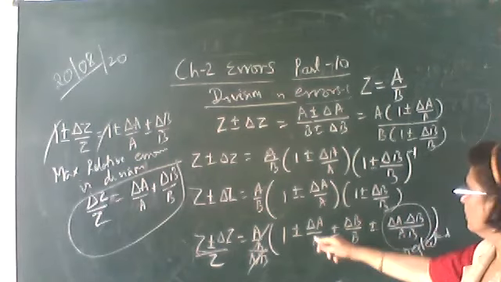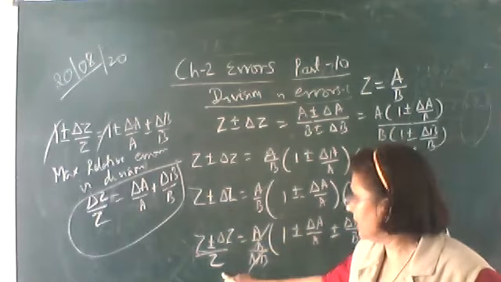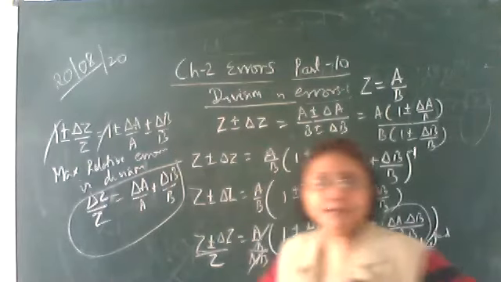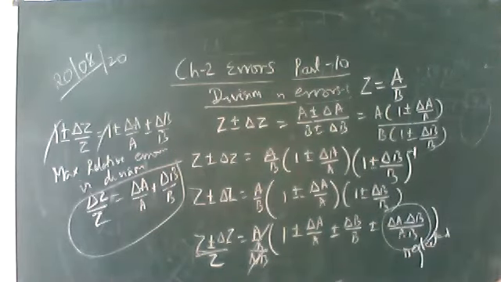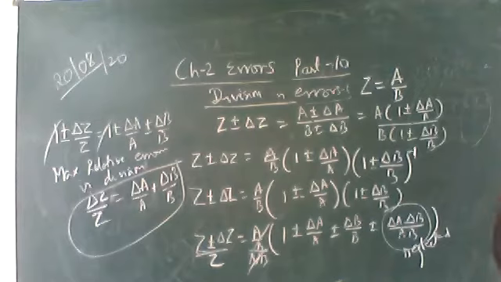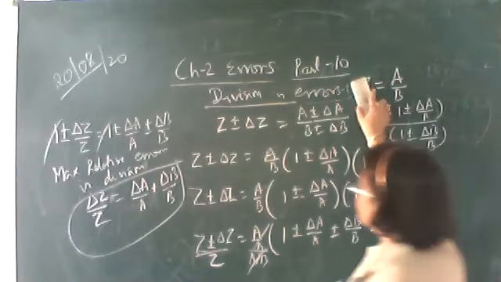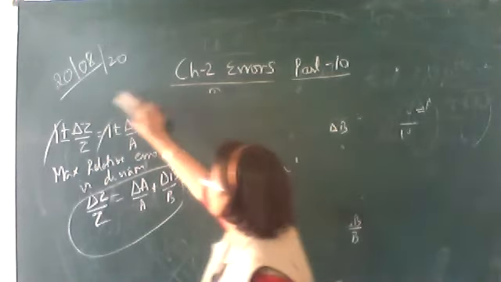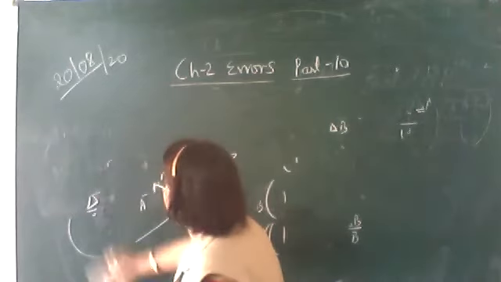Now multiply it. Left hand side divided by Z, right hand side divided by AB. So you get this, and the maximum error in the quotient will be, consider the positive sign, plus delta Z upon Z is equal to plus delta A upon A plus delta B upon B. So the maximum relative error in quotient is equal to the sum of the relative errors in individual measurements. One more thing we'll discuss is powers. If it is given as A square, A cube, let us consider power also.